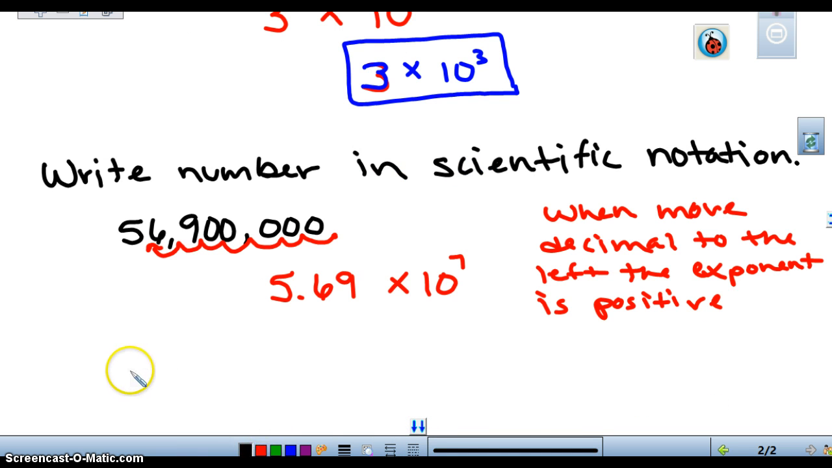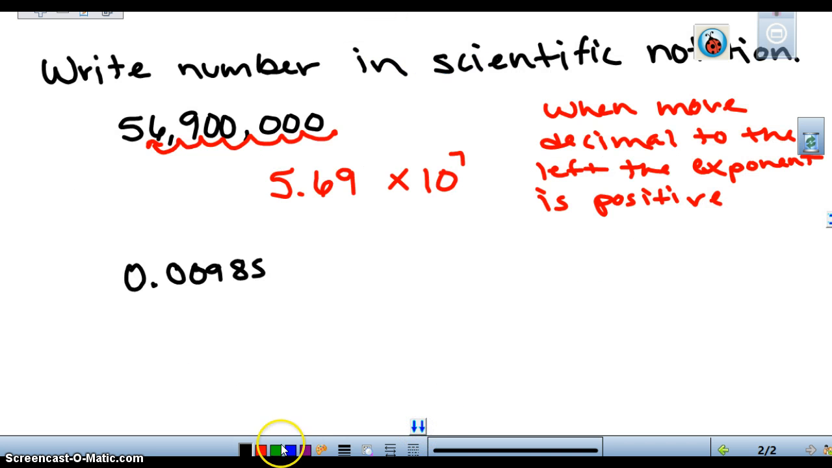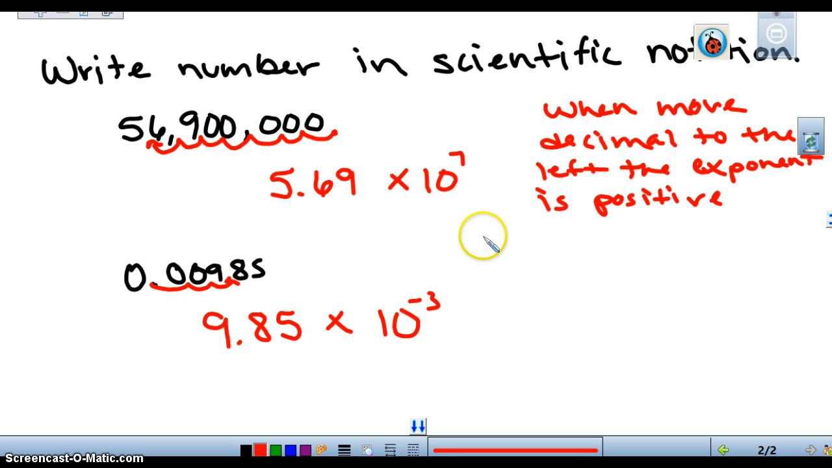So let's say we have 0.00985. There's a zero there. Can you see the decimal? This decimal has to move to where? 3 spaces to the right, so in between 9 and 8. Why there? Okay, we want a number less than 10. So what would our number look like? 9.85 times 10 to the negative 3. Why negative?